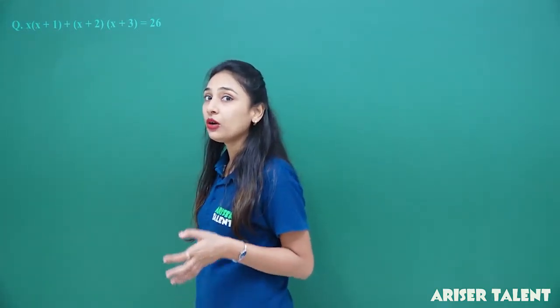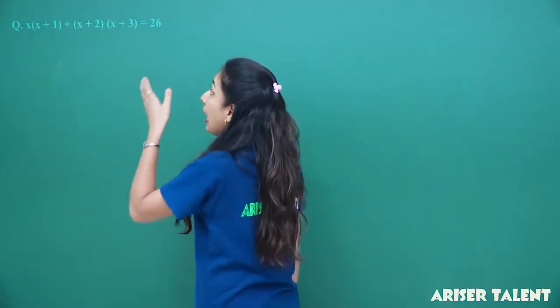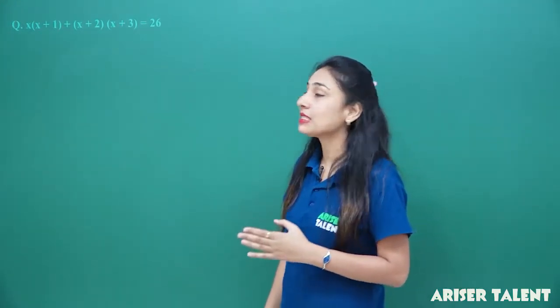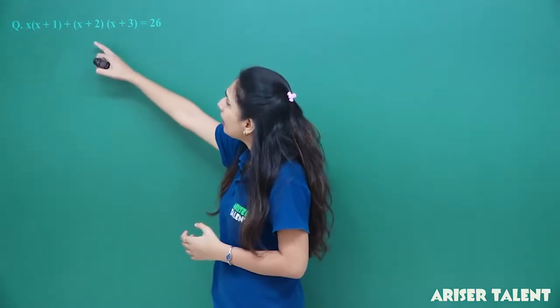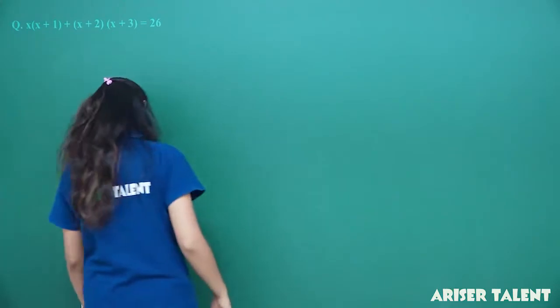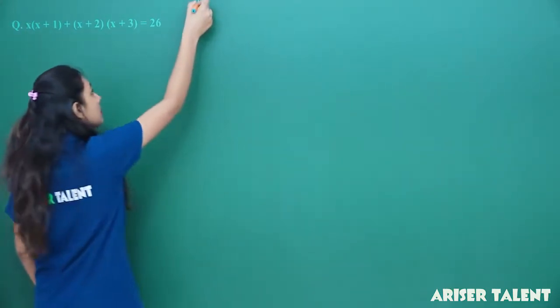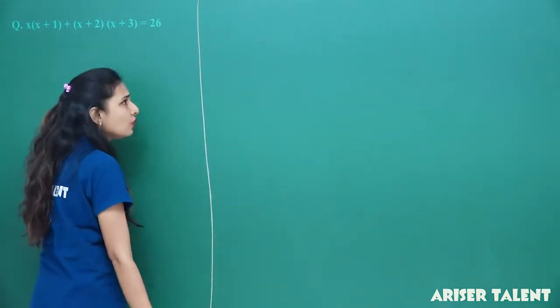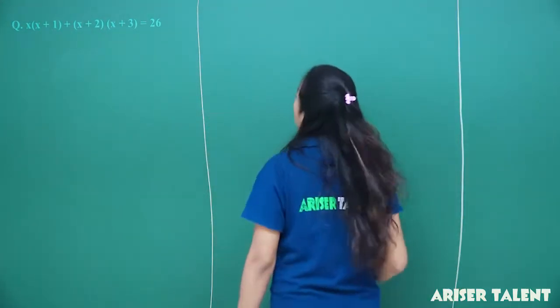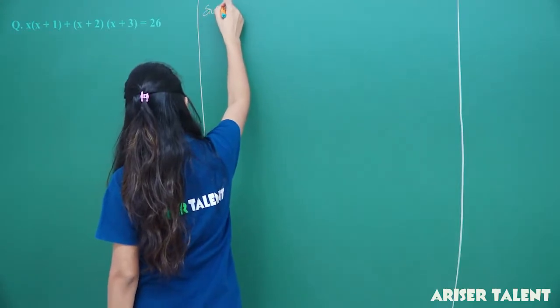We have to find out the roots of this equation: (x + 1)(x + 2) + (x + 2)(x + 3) = 26. So students, what are we going to do? We are going to just part this board. Okay, so here's the solution part, students.